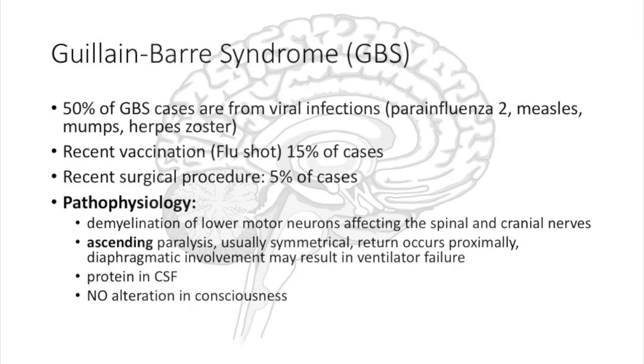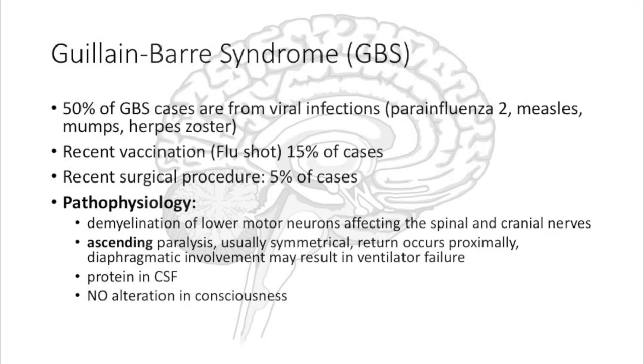Pathophysiology of Guillain-Barre includes demyelination of lower motor neurons, which affect the spinal cord and cranial nerves. Guillain-Barre presents with an ascending nature, which is ascending paralysis, usually symmetrical, which occurs proximally. Late stages of Guillain-Barre can include the diaphragm, which may require the ventilator. One of the ways of assessing Guillain-Barre is having protein in the CSF. It's important to note that there's no alteration in consciousness in Guillain-Barre syndrome.